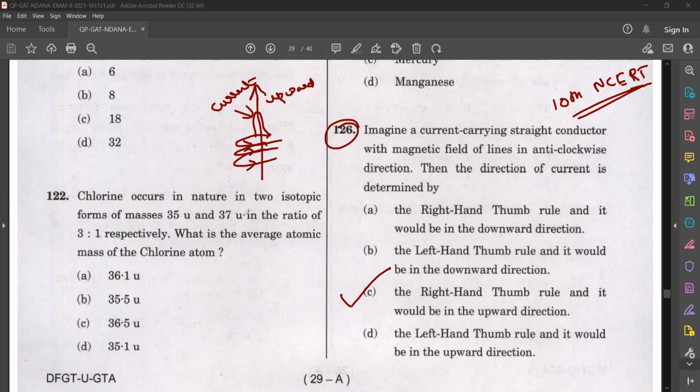Magnetic field lines will be given by the remaining fingers that wrap this conductor. Suppose the current is flowing in the downward direction, the direction of the wrapped fingers will be in the clockwise direction. So here it is in the anti-clockwise direction means current will be in the upward direction. This is given by the right hand thumb rule.